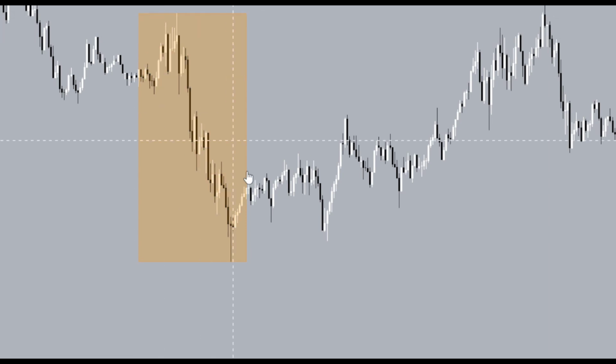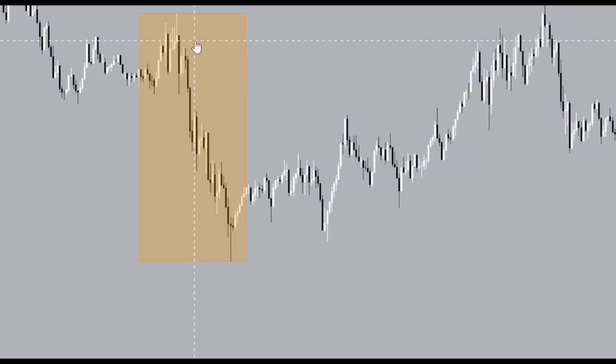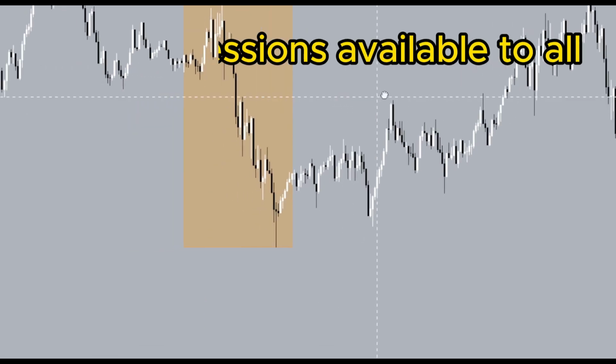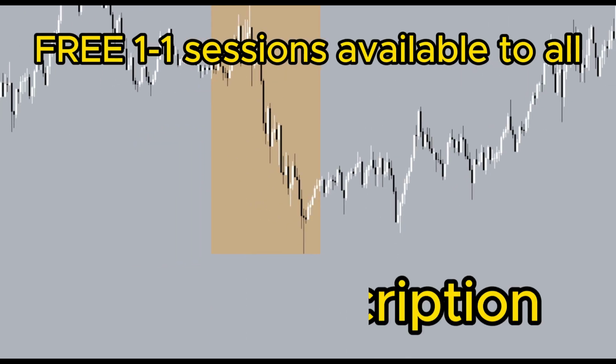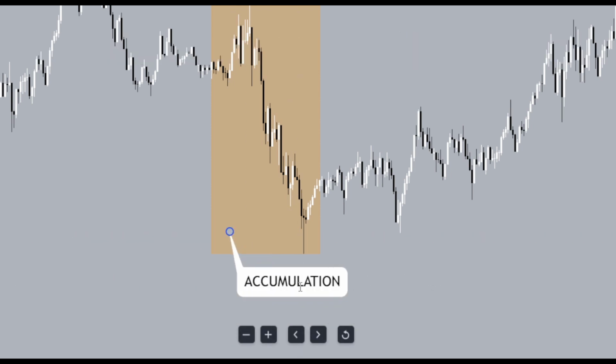So notice how the Asian range momentum is pretty much bearish over here, in line with the narrative of looking for sells. Okay, very important to understand. So from here again, what we have is the Asian range, and this Asian range represents an accumulation in the markets.